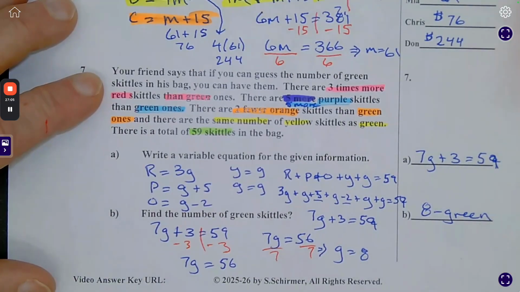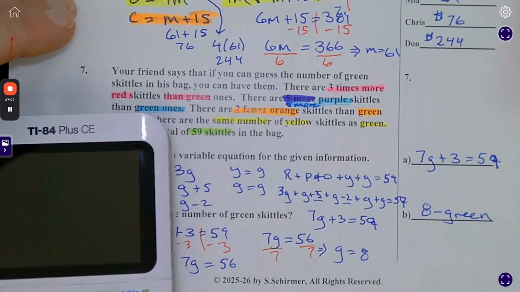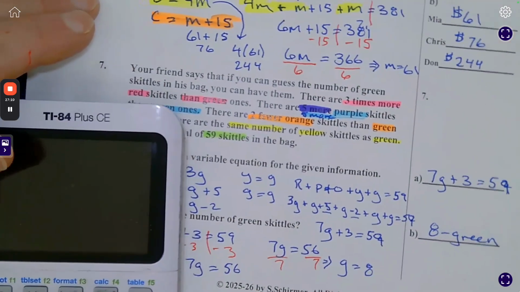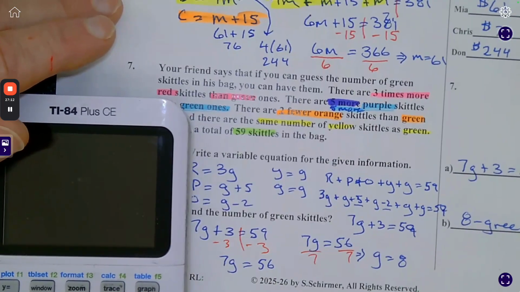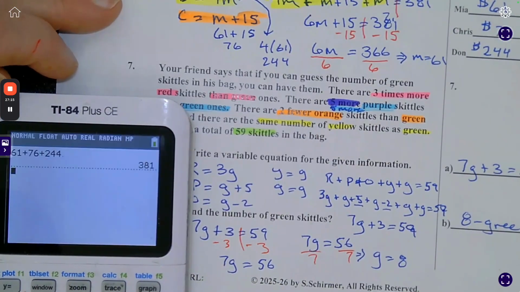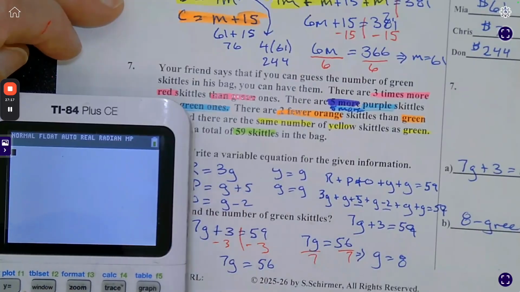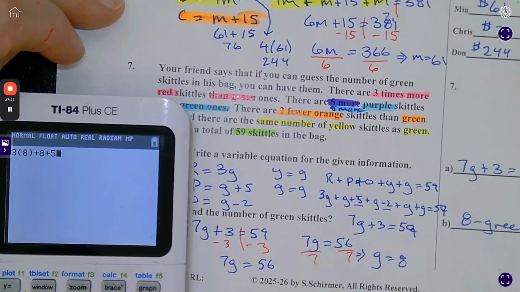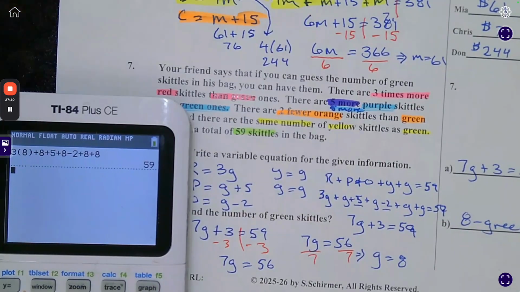All right, now I'm going to go ahead and check it. I'm not going to write it out. I'm just going to put them in one at a time. So reds are 3 Gs. So 3 times 8, because G is 8. Plus, purple is G plus 5. So that's 8 plus 5. Plus, G minus 2. 8 minus 2. Plus G plus G. Oh, 59. Let's go! All right, we're good.